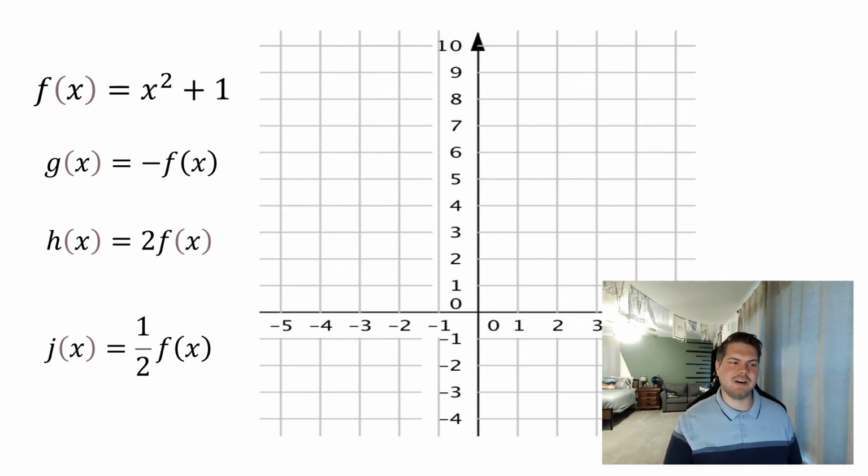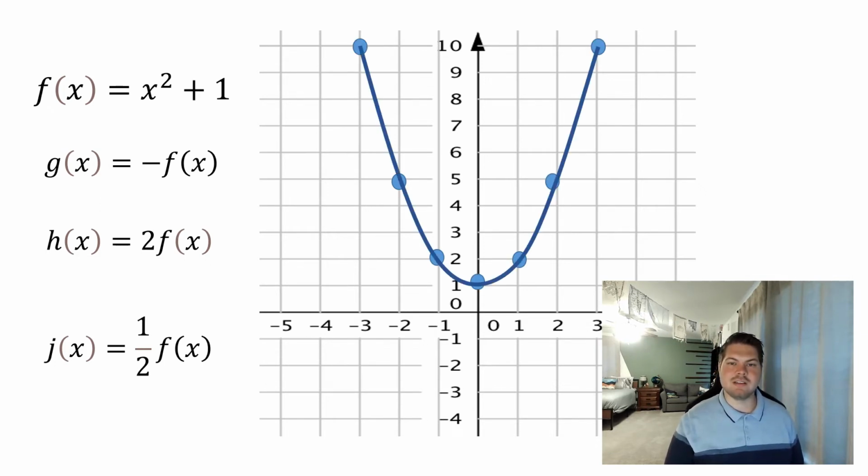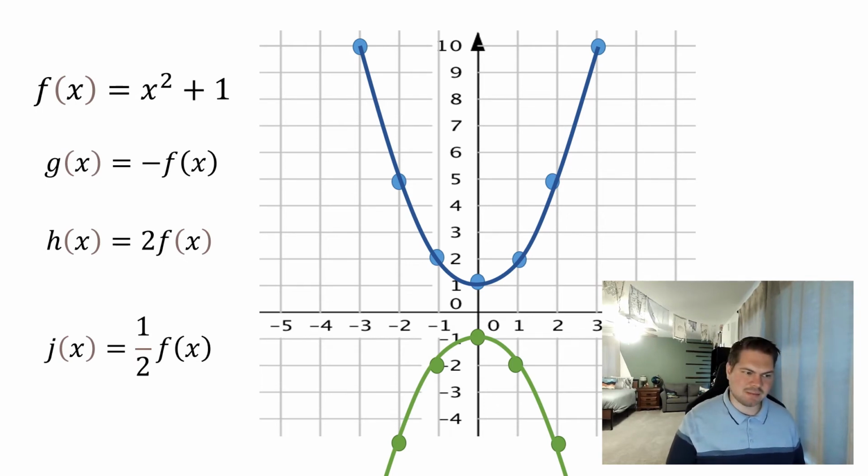All right, so we already know what f of x looks like. So now let's plug those points, but let's make them all negative. And we get something that looks kind of like this. So we've discussed this in the past, but if you put a negative in front of any function, it's going to flip the graph or reflect the graph.